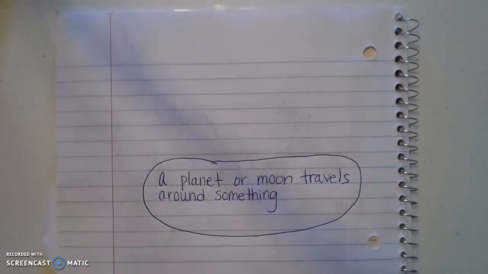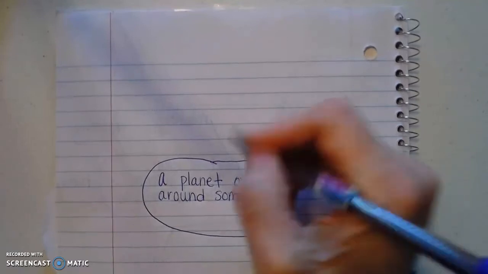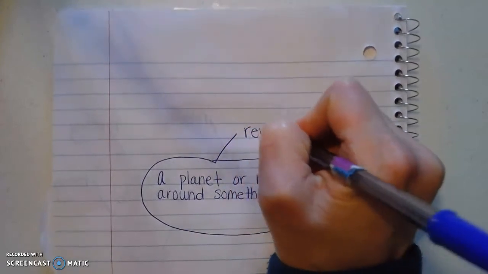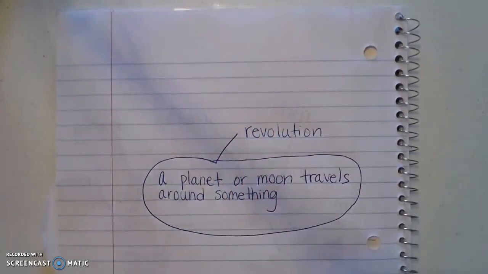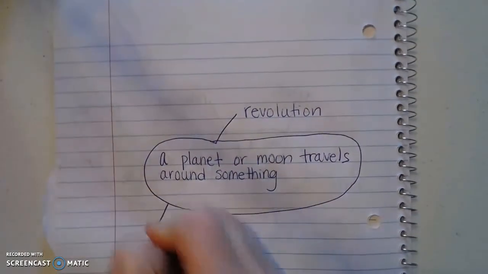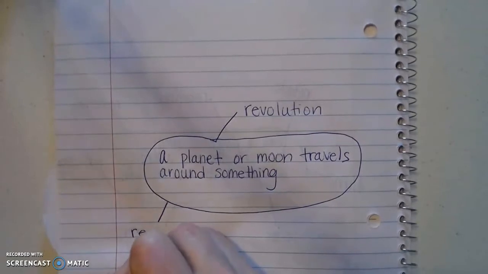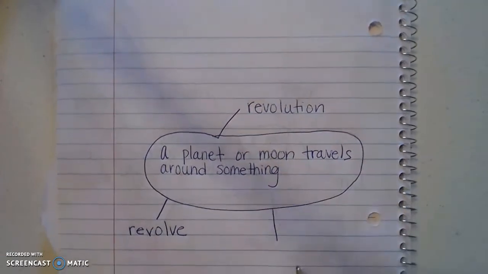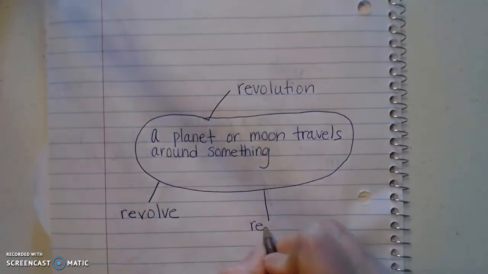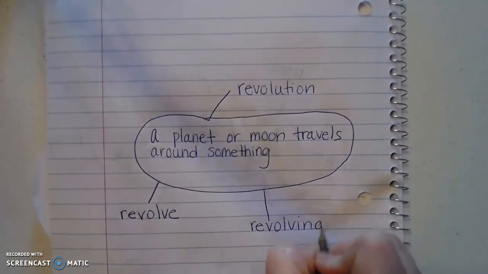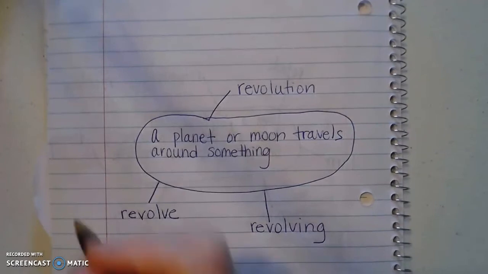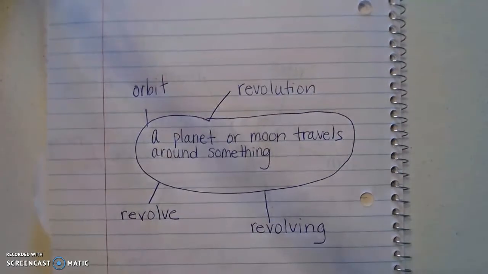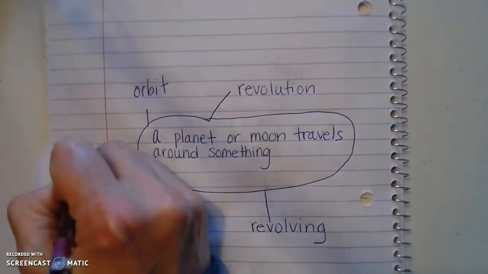So scientists don't just say revolution. Yes, that's what we heard in the video, revolution. That would be one trip, like a revolution is one trip. You also might hear scientists describe this movement as revolve. You could say the Earth is revolving. Scientists also use the word orbit to describe this motion. Or orbiting.